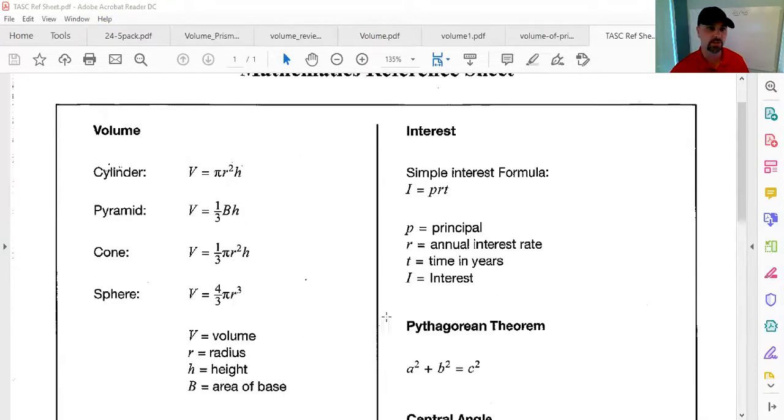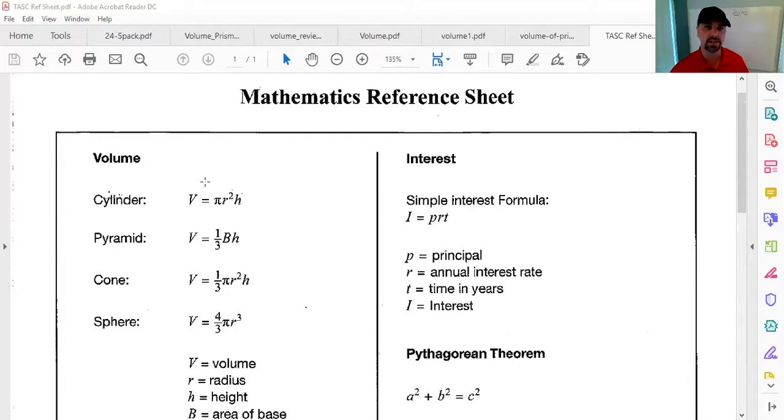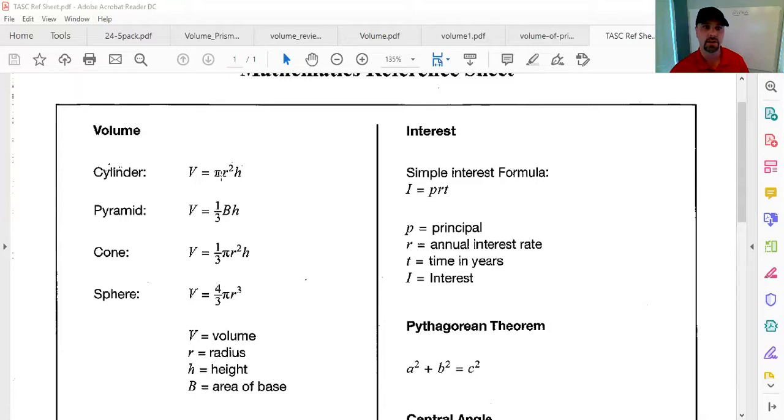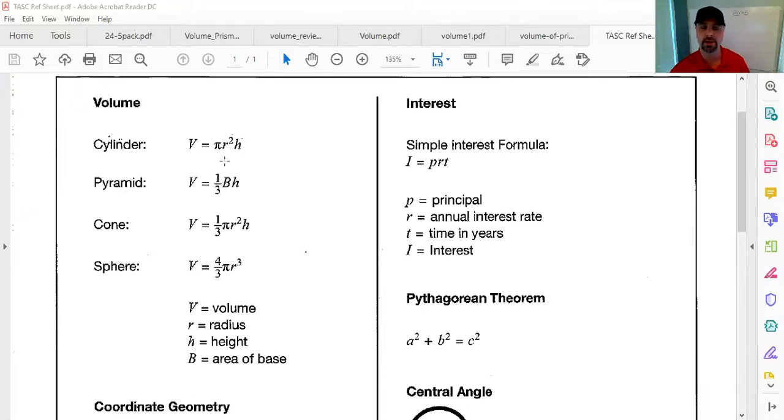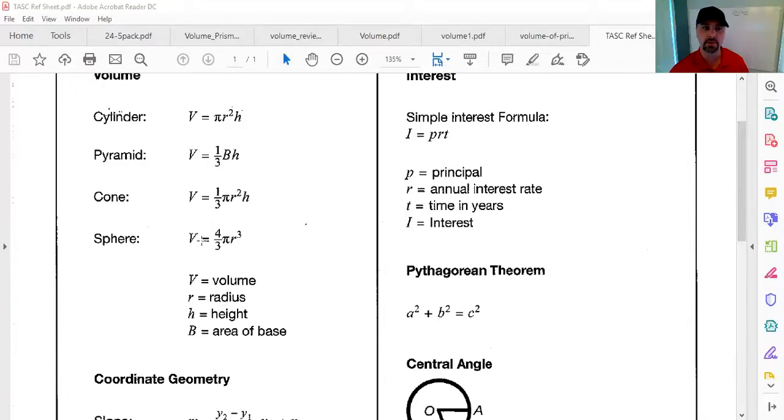Mathematics reference sheet. Notice the very first thing on the left are our volume formulas. Cylinder, pi r squared times height. Pyramid, one-third B times height, where the big B means area of the base. So one-third of the area of the base times the height.